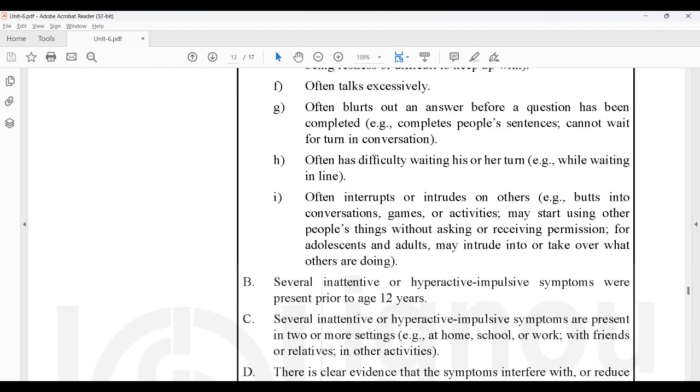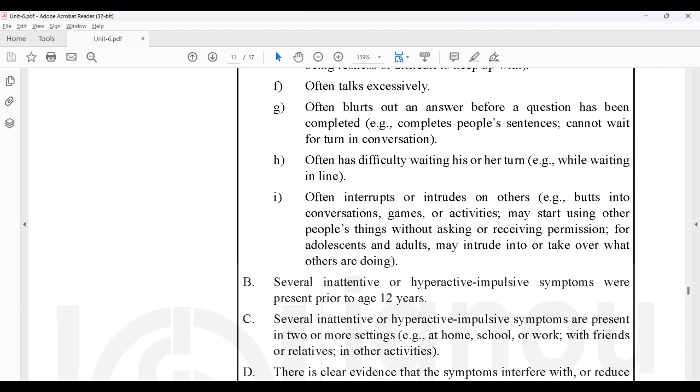F. Often talks excessively. G. Often blurts out an answer before a question has been completed, for example, completes people's sentences, cannot wait for turn in conversation. H. Often has difficulty waiting his or her turn, for example, while waiting in line. I. Often interrupts or intrudes on others, for example, butts into conversations, games, or activities, may start using other people's things without asking or receiving permission, for adolescents and adults, may intrude into or take over what others are doing.